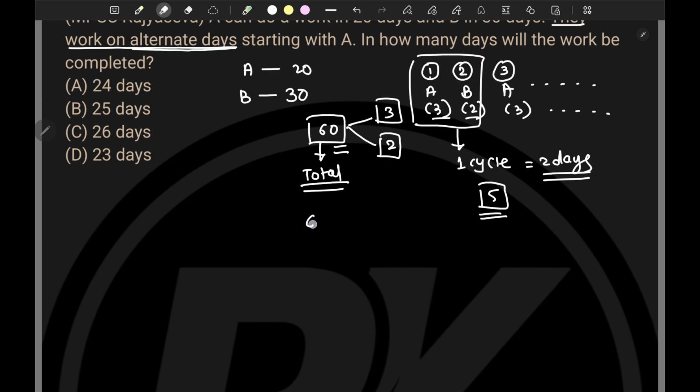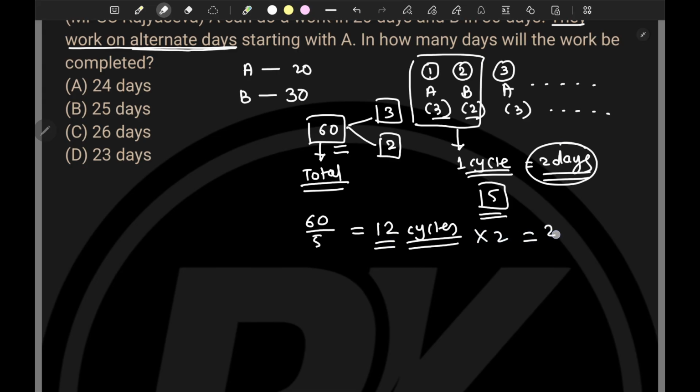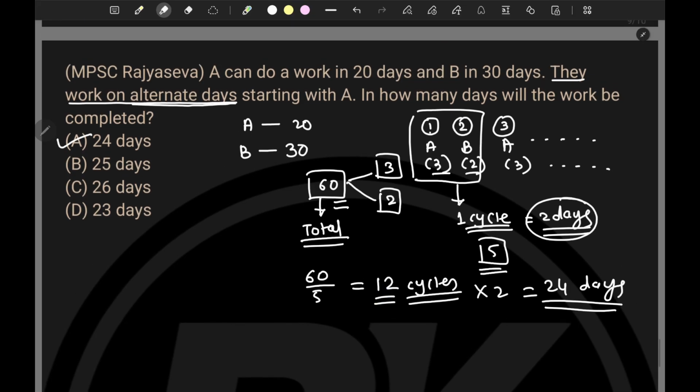Total work is how much? 60, and hence how many cycles will it require to complete that work? That will be equal to 5 12s are 60, right? 12 5s are 60. So 12 cycles are required to complete the work, but one cycle is equal to how many days? 2 days. Then 12 cycles are equal to how many days? That will be equal to 24 days, and hence 24 days will be required to complete the work, right? This problem was easy compared to the last one.